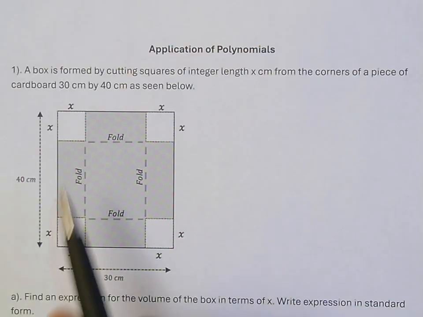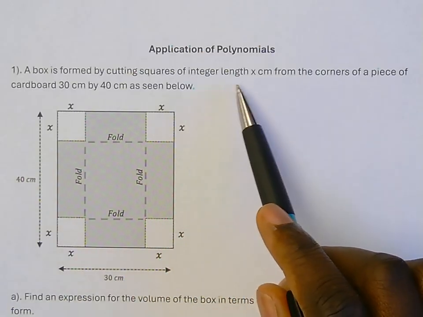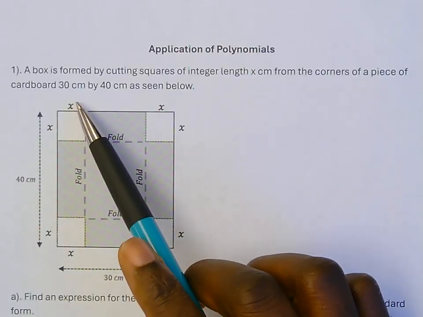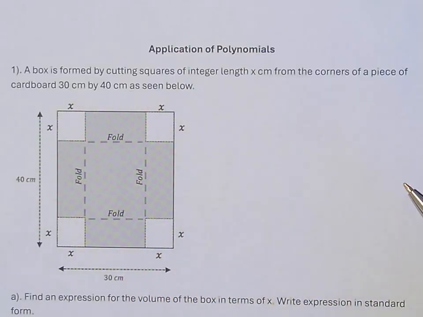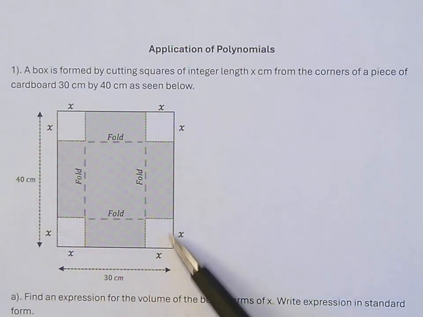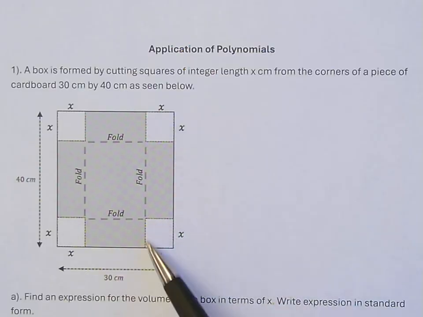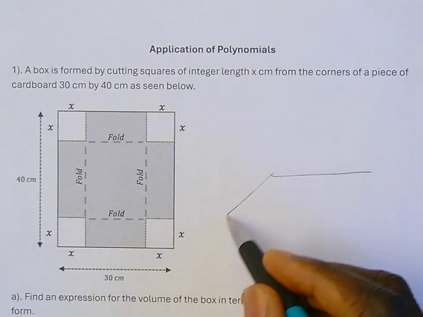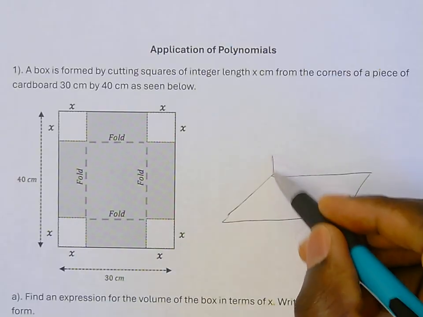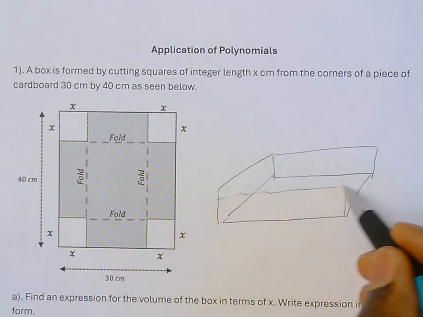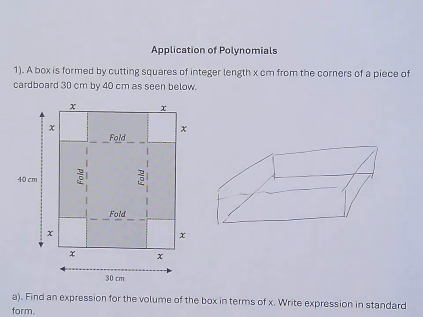It says that a box is formed by cutting squares of integer length x centimeters from the corners of a piece of cardboard that measures 30 centimeters by 40 centimeters as shown below. So this is the cardboard that measures 40 by 30. We want to cut these corners so that we can form a box. At the end of the day, the box is going to look something like this after we fold the edges. Not the best artwork, but at least you can visualize what it's going to look like.